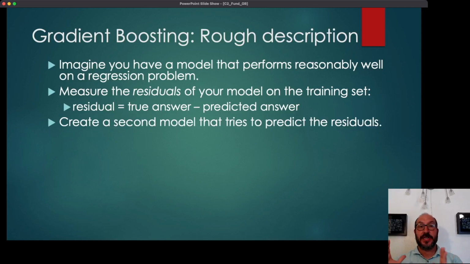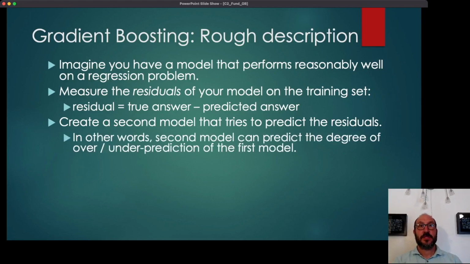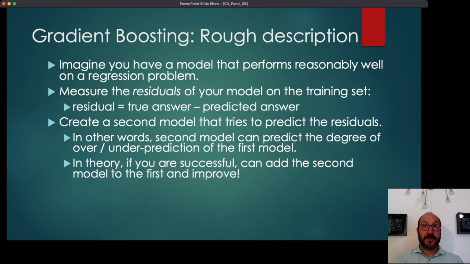You're going to try to now create a second model using the same predictors that tries to predict the residuals of the first model. In other words, you want to build a model that can predict the degree of under or over prediction of the first model. So in theory, if you're successful, if you can predict these even with a reasonable degree of accuracy, you can add this correction model to the first model and you get a better model. You don't have to predict the residuals perfectly, but if you predict them with any sort of power, then you can add it and get an improved model.